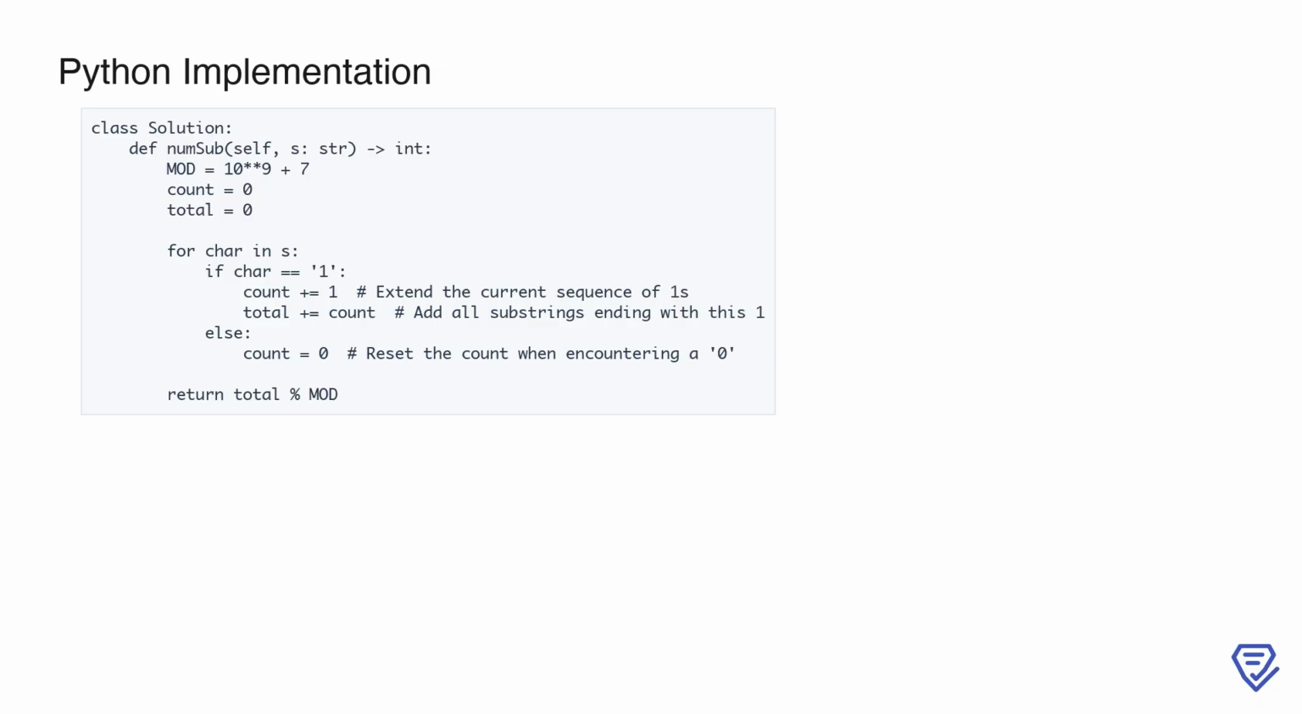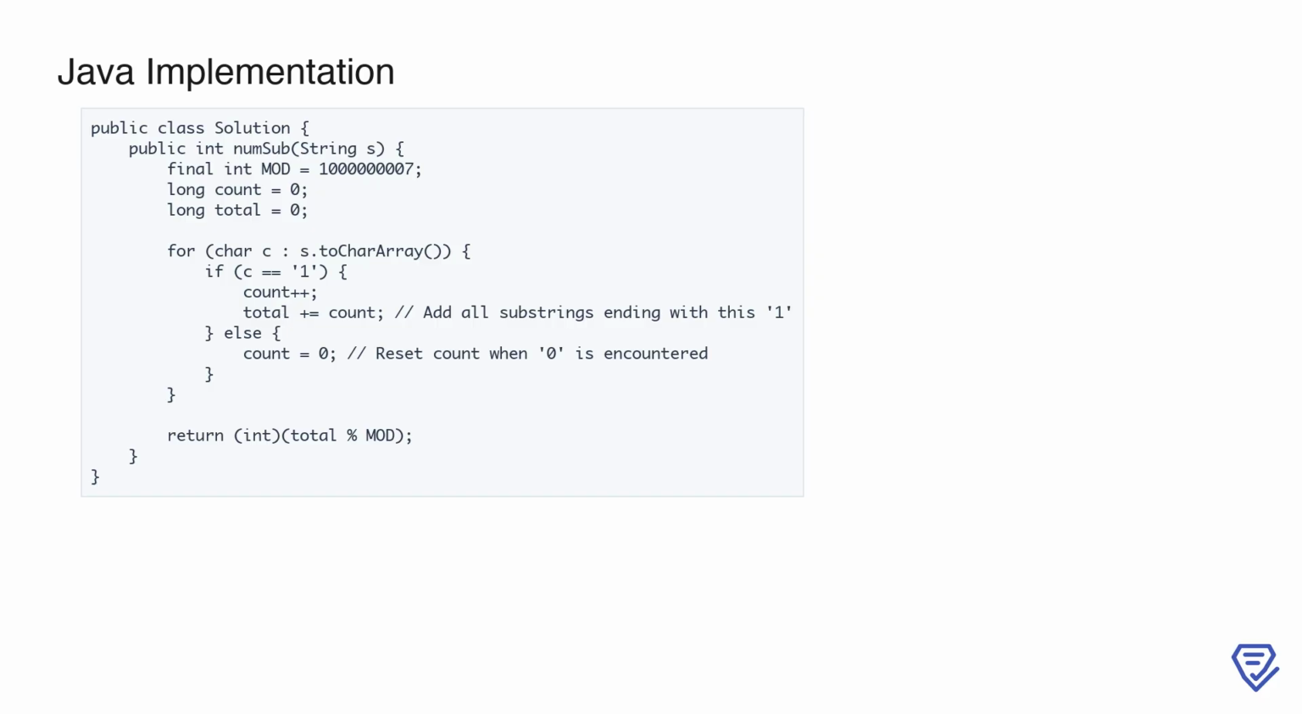4. Returning the result. After processing the string, the total is returned modulo mod to ensure it fits within the constraints of the problem. This approach is efficient with a time complexity of O(n), where n is the length of the string, as it processes each character exactly once. The space complexity is O(1), using only a few variables. This ensures the solution is optimal for large inputs.